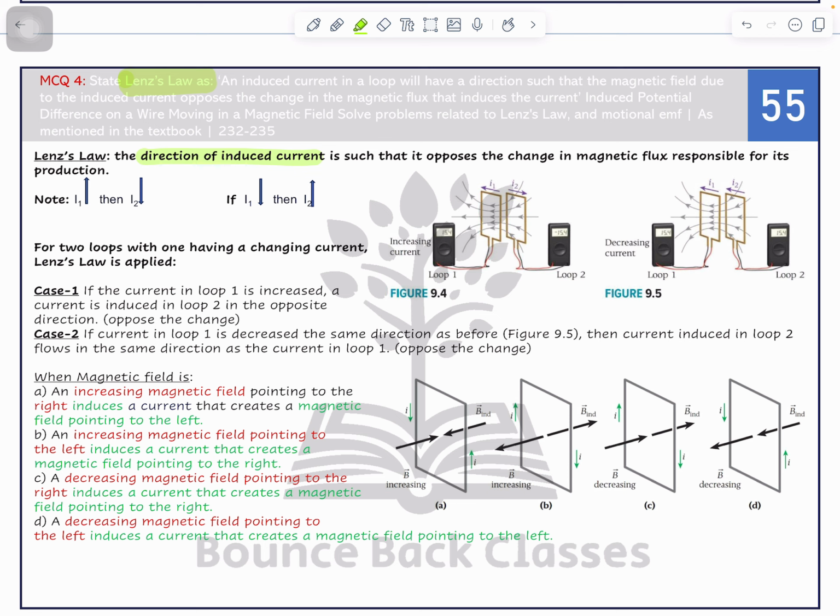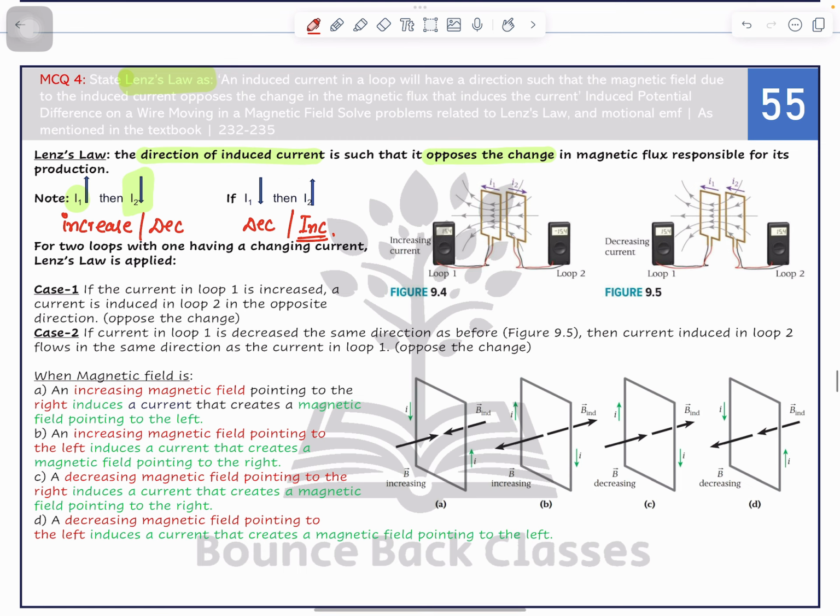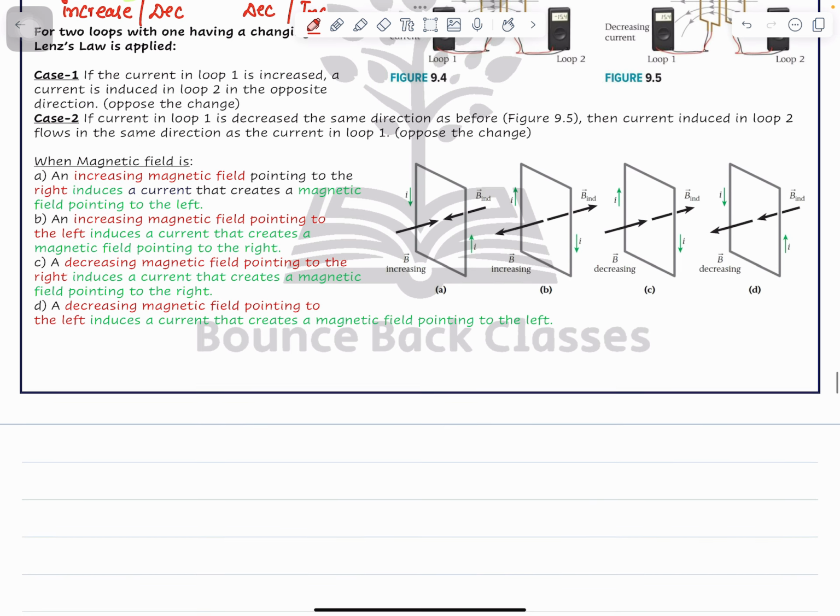current is such that it opposes the change. It opposes the change of magnetic flux. Let's say if your current I1 is increasing, then I2 is in the opposite direction. Always remember, if one increases, then the other will decrease. If the first decreases, then the other will increase, which means it will support you. In this, what you need to remember is the same direction and the opposite direction.